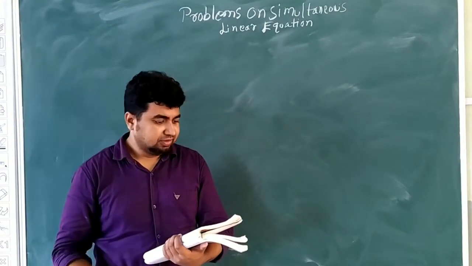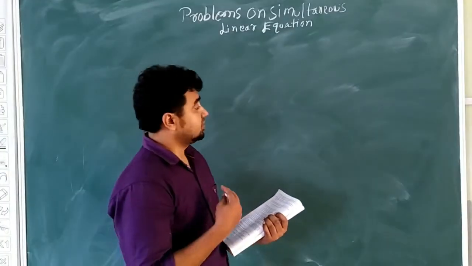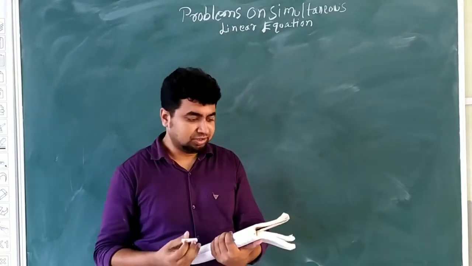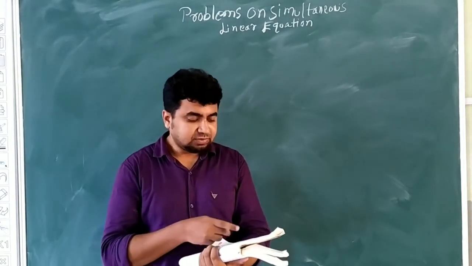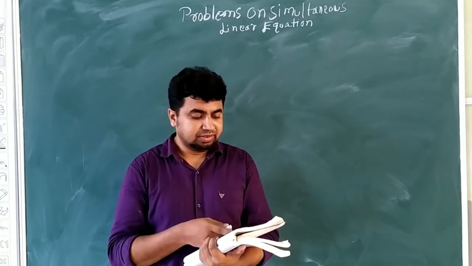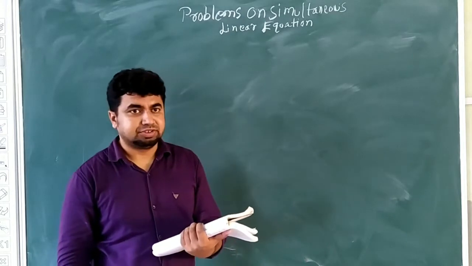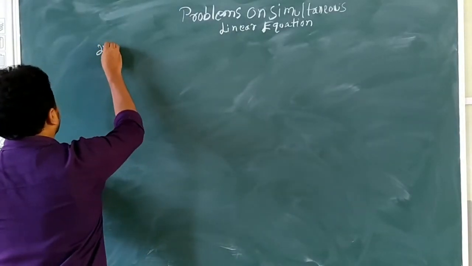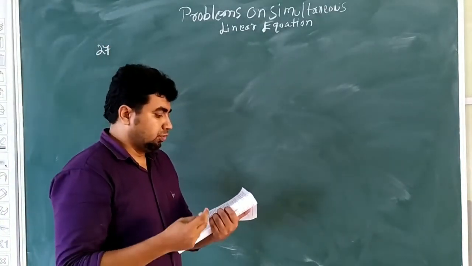Hello students, so we are again in the topic problems on simultaneous linear equations. So again we will be discussing some of the questions related to it. The first question we will be looking at, question number 27, is: two men and 5 women can do a piece of work in 4 days.